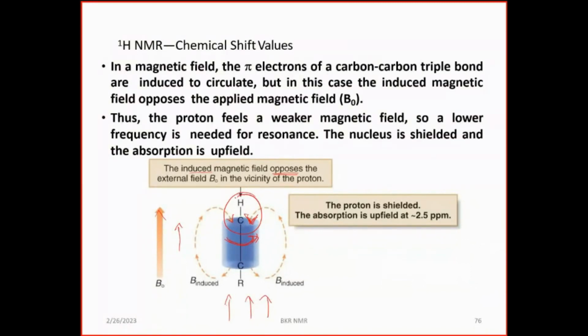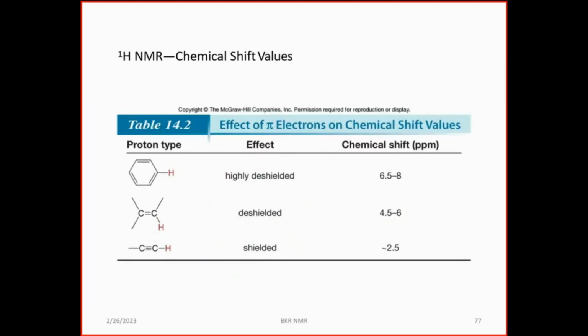So the field I experience decreases. If the field I experience decreases, I am getting shielded. So the alkyne, in spite of having higher s character, because of the anisotropic effect, is getting shielded and gets a value of 2 to 3. Do you get this point, guys? So alkene 4 to 6, benzene 6 to 8, and alkyne is just 2.5. I expect the alkyne to have a higher value, but it has a lower value because of this particular reason. Is this clear to all of you?